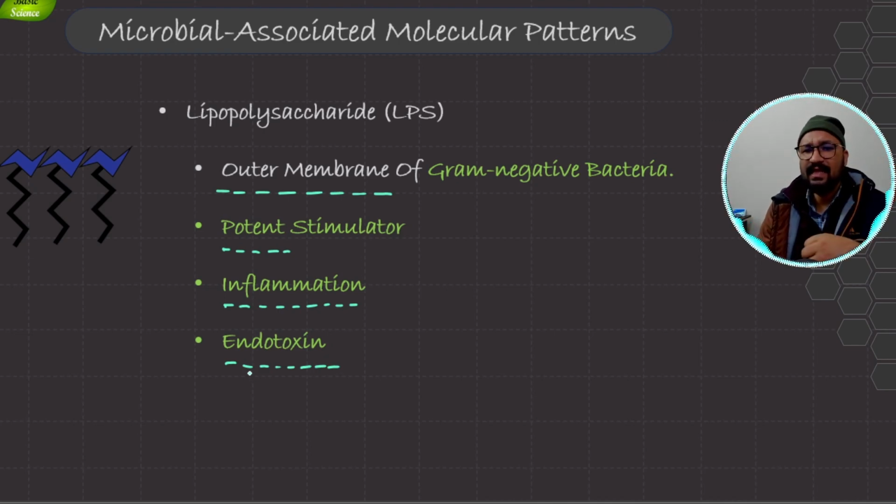Exotoxin is something that is secreted by the bacteria out. Endotoxin is something that is present in the bacteria, right? So endotoxin is present in the bacteria. It will be released out when there is damage to the bacterial cell membrane. So it's an integral part of the bacteria. Exotoxin will be something that will be secreted out. Anyways, I hope now the point is clear, right?